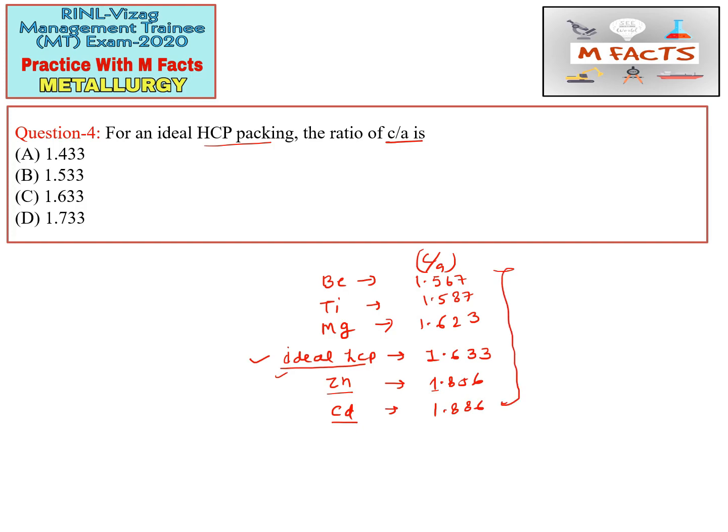You need not remember it, but you should understand that only for ideal HCP the C by A ratio is 1.633. That is not for all HCP metals. Okay, so this is the idea behind taking this type of question. So for this question, the correct answer is C part. Okay, so C is correct for this question.